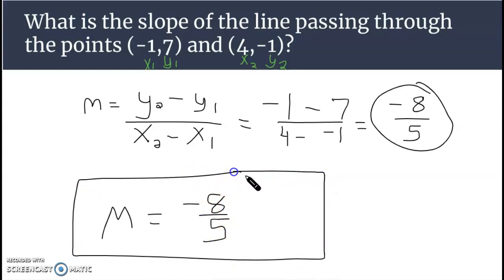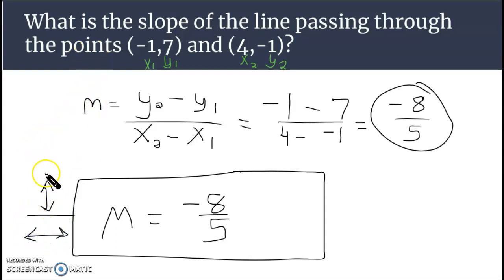And the top number is the rise, meaning how much you go up or down. And the bottom number is the run, how much you go left or right. It's important to know positive is up, negative is down. On the bottom, you can think of positive as to the right and negative to the left. So notice it's -8 over 5. That's like going down 8 and to the right 5. Let me illustrate that here on Desmos.